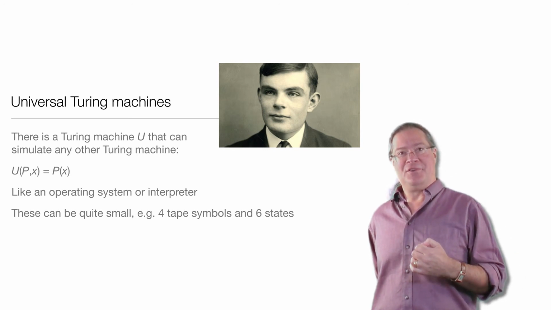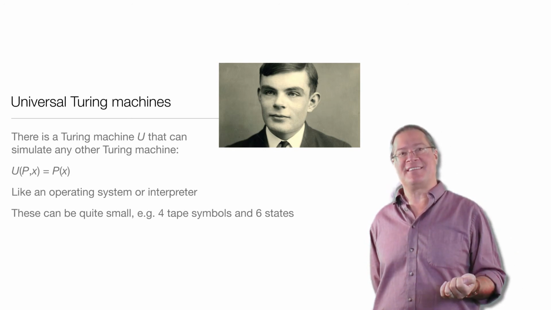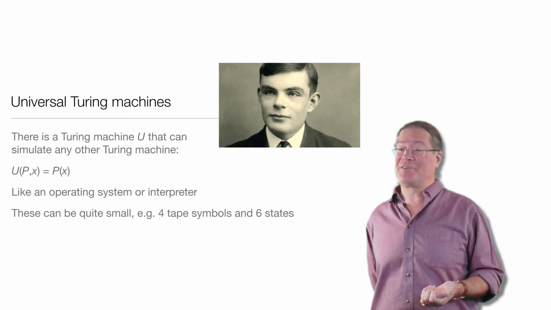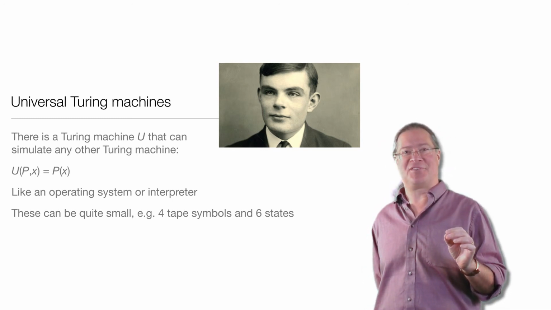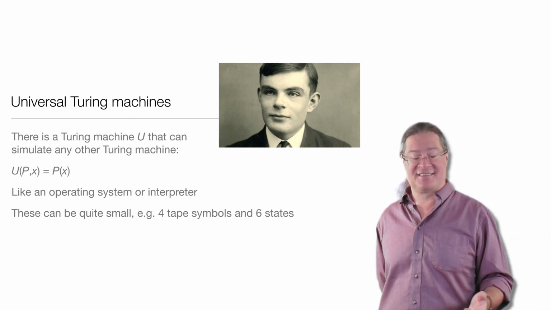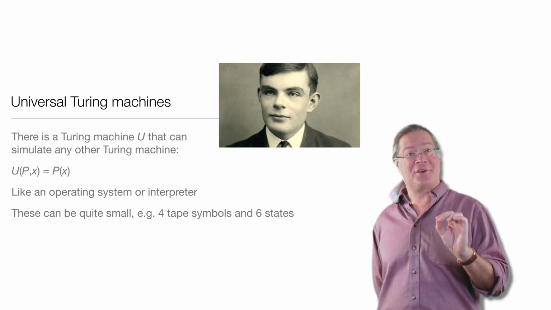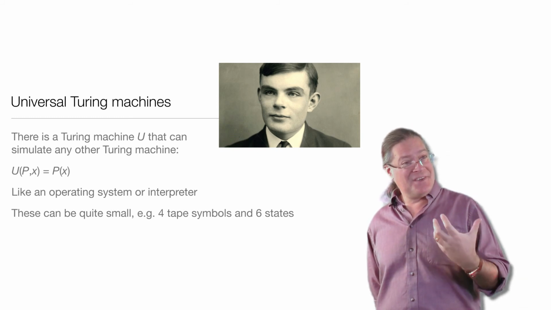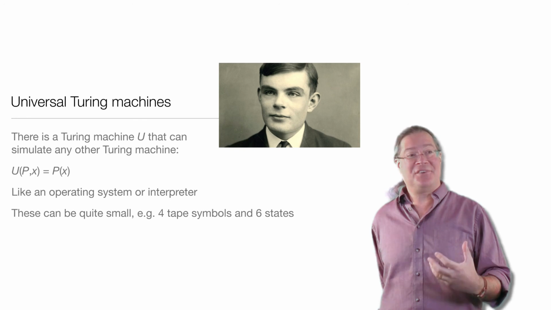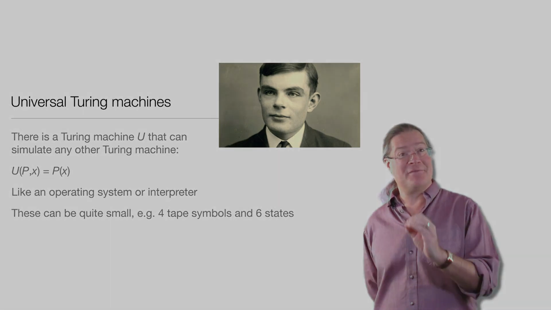Turing's original universal machine was quite large, with a lot of symbols and a lot of states. But in fact, clever people have come up with very small universal Turing machines, with as few as 4 tape symbols and 6 states, for instance. So this phenomenon of universal computation is pretty ubiquitous. You don't even need that big a machine to be capable of universality.